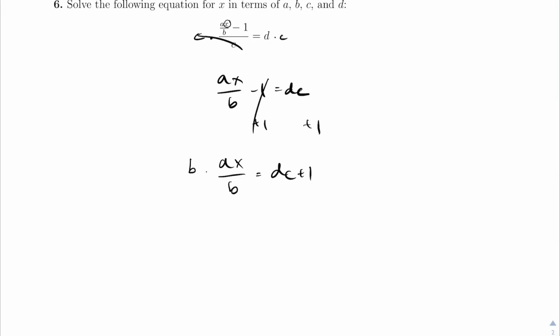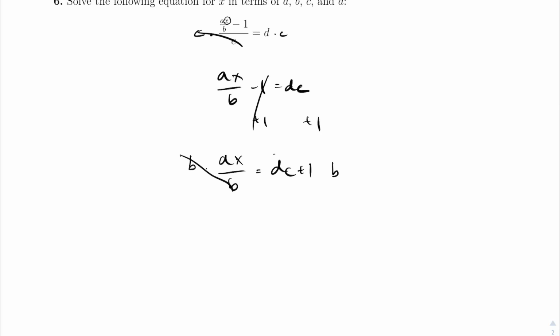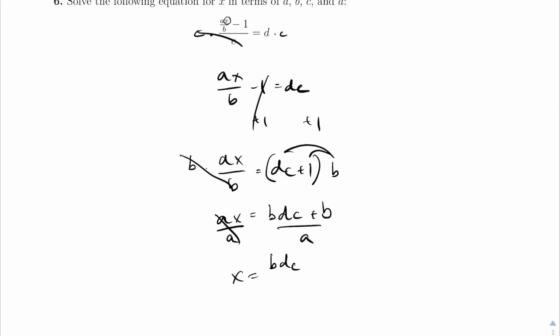We multiply by b on both sides, and we don't want to be sloppy here, as Joe said in class. We want to make sure that we include the parentheses to show that we're distributing the b to each term. That gives us ax equals b times (dc plus 1), so b dc plus b, and the final step is to divide by a. So x is equal to b dc plus b over a.